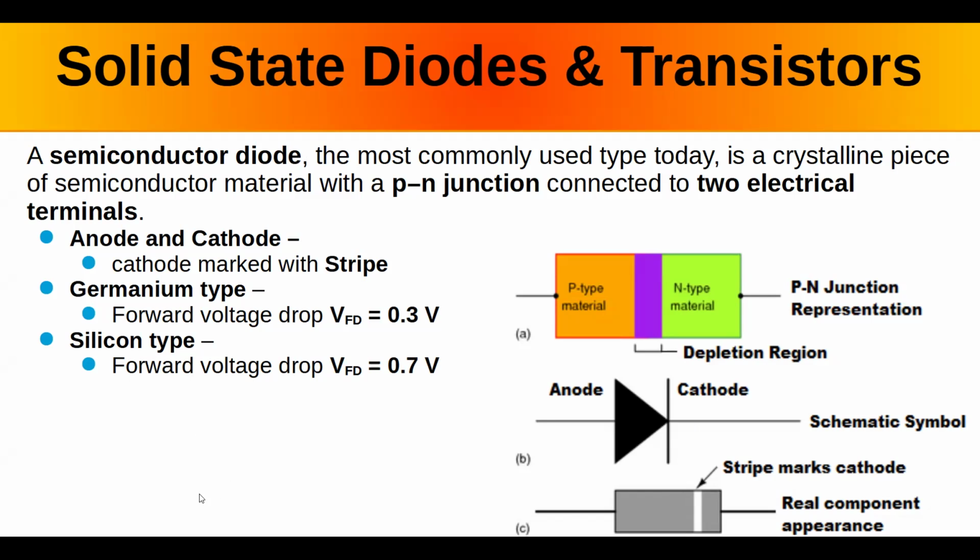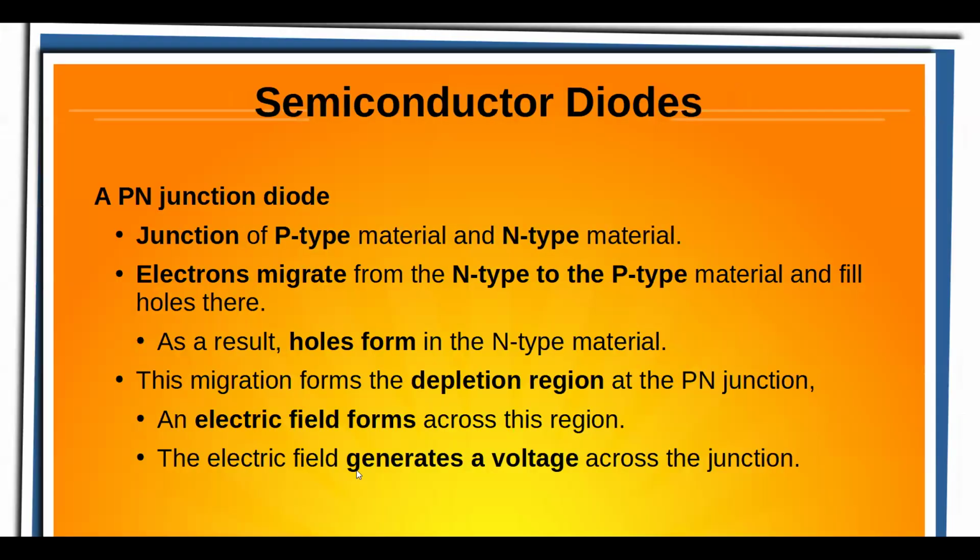Like we talked before, if it's germanium, that barrier voltage is approximately 0.3 volts. If it's silicon, it's approximately 0.7. It's actually a little curve, so it depends on where you measure it. We talked about how the depletion region is formed, and you get the electric field across that region. So that's what generates that voltage potential.